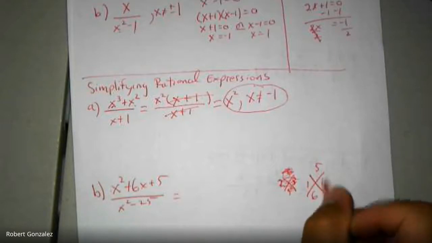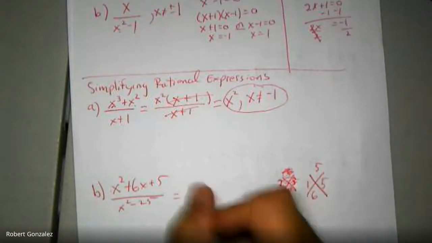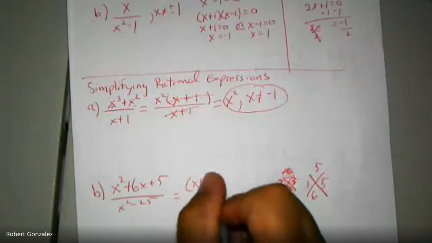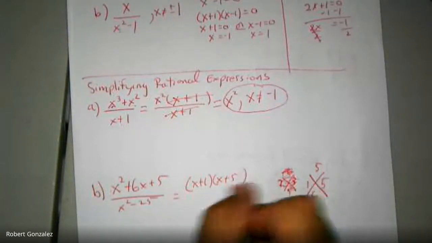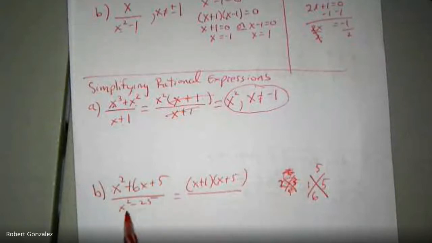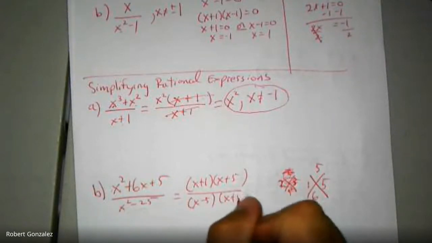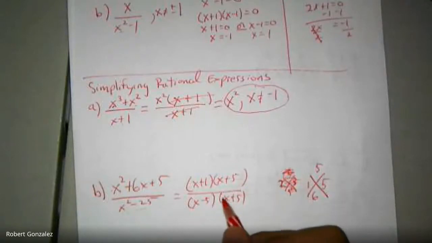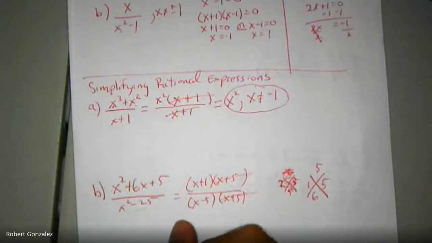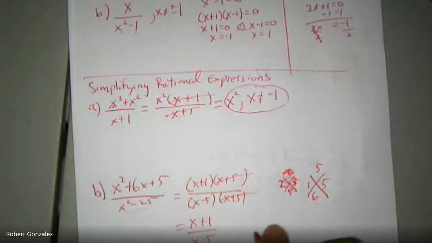1 and 5. So we get x plus 1, x plus 5 on top. On the bottom, I can factor that to x minus 5, x plus 5. The x plus 5s cancel out, and we're left with x plus 1 over x minus 5.